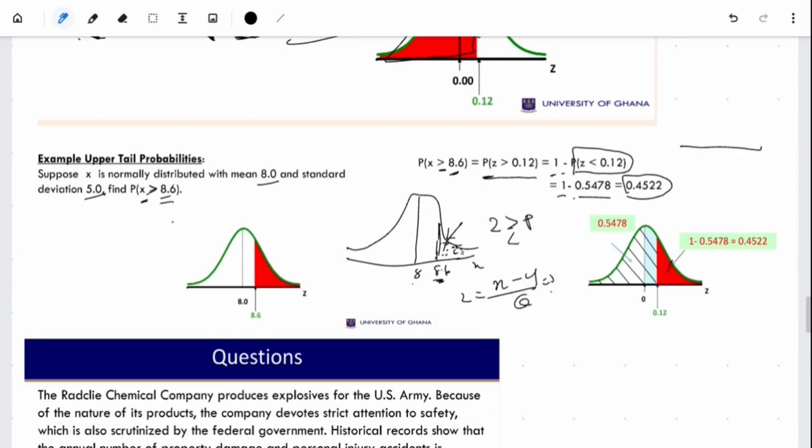Okay, yeah. And you can find this 0.5478 by tracing for the value for 0.12 within the z distribution table.